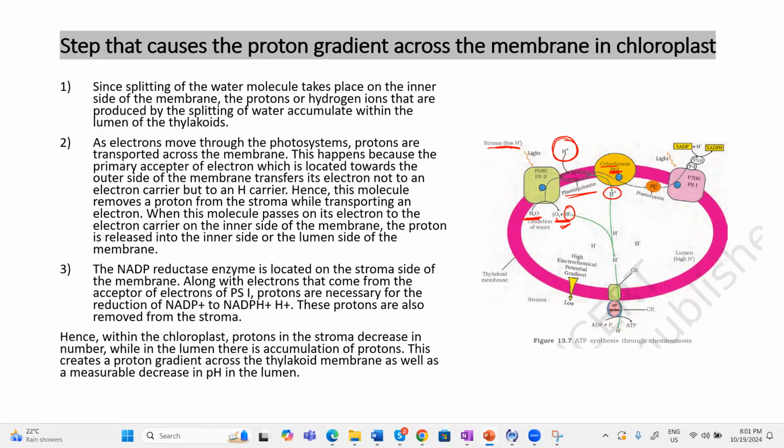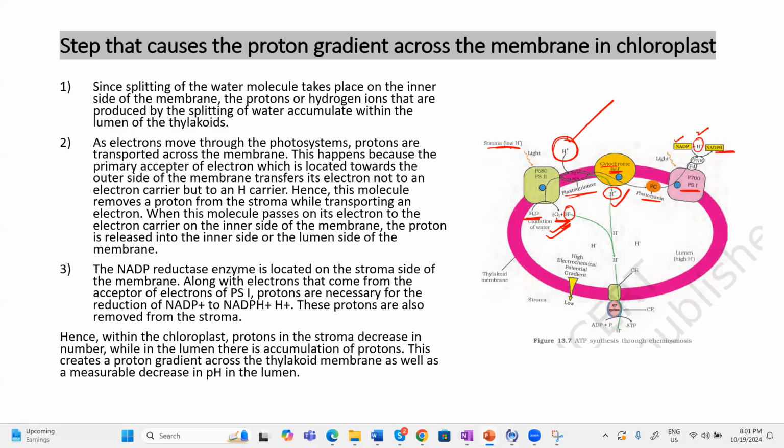So plastoquinone is removing and accumulating. Photolysis of water is only accumulating. And from the plastocyanin, it is given to PS1. And finally, it is given to the NADP+, which is removing the proton from the stroma to become NADPH.